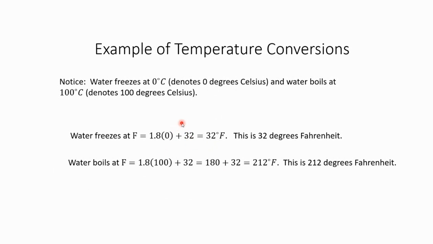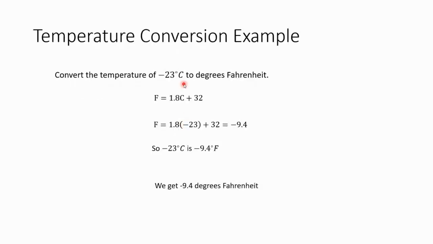Okay. We're actually not using unit conversions here. We're using this equation. So here's another example. Let's say we want to know what negative 23 degrees Celsius is in degrees Fahrenheit. So we want to convert. So here's our equation.